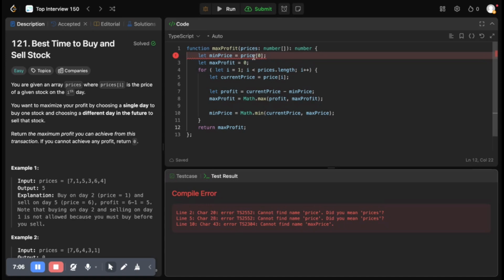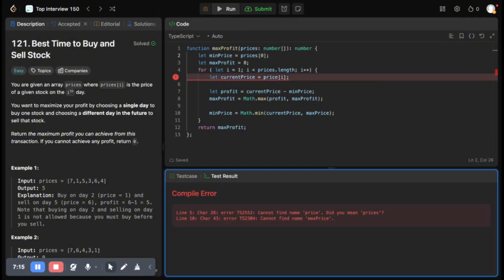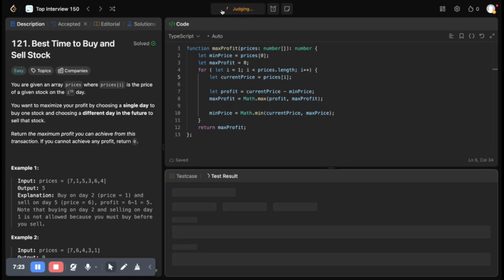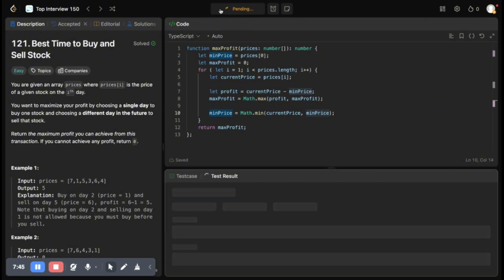Cannot find. Oh, it's prices. Yes. How am I using this? It's prices, sir. Prices. Is there any other place? Okay. The minimum price is minus min price. I wrote max price instead of min price. This is what we're comparing. So we're updating the value to the lowest between this and this. So I think everything should be fine now.